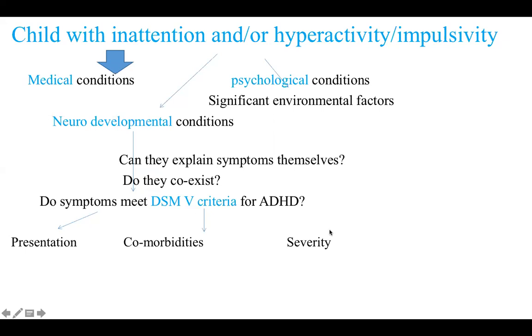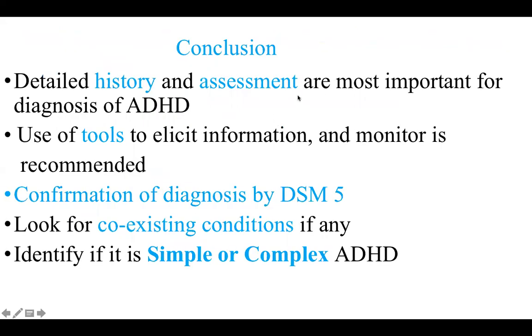So the conclusion is that ADHD is not simple, and we need to have a detailed history. Assessment is most important for the diagnosis. We can use tools to elicit information which will help us in the diagnosis. Confirmation of diagnosis is always by the DSM-5. We look at comorbidities because they are present in almost 60 to 70% of the children. And we also like to know whether it's simple or complex ADHD because it will help us with our management.